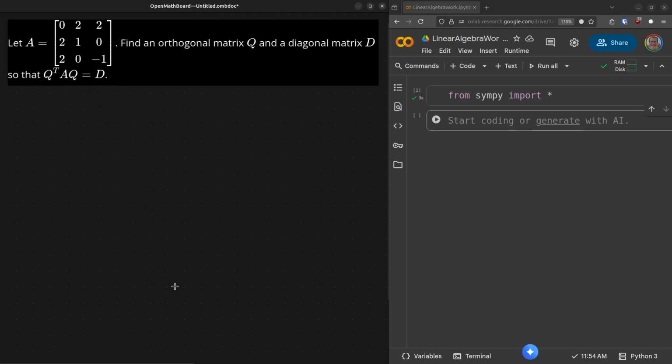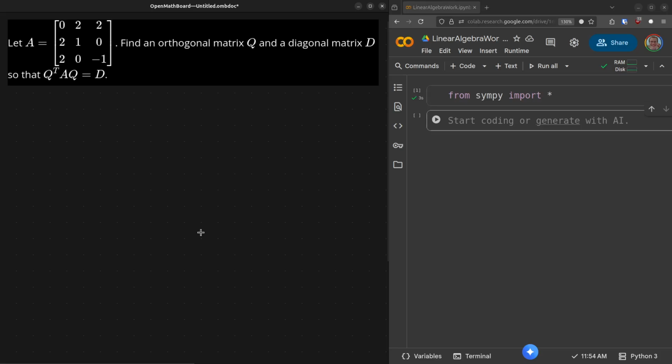So normally when we diagonalize a matrix, there's some matrix P, so that P inverse AP is equal to D. But in this situation, we're going to use an orthogonal matrix Q in place of P, and the inverse of Q is just its transpose. So that's the plan. Now, to diagonalize a matrix, we need the eigenvalues and the eigenvectors of the matrix.